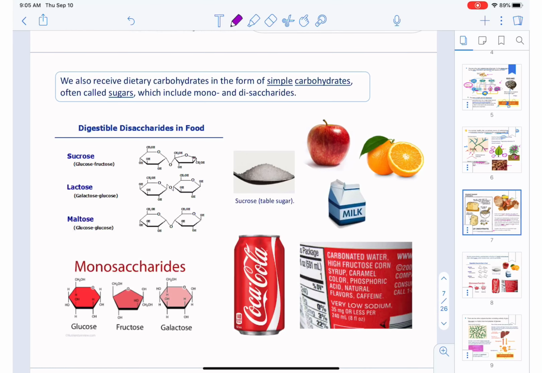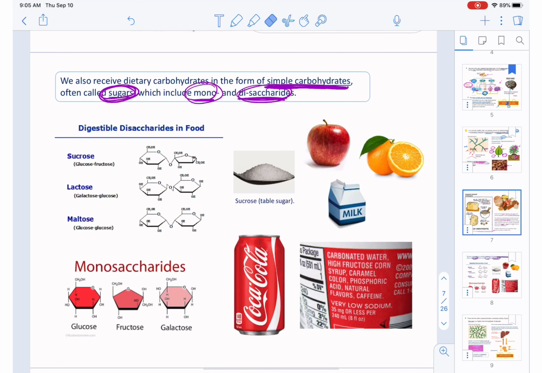Now, besides starch and complex carbohydrates, we also receive dietary carbohydrates in the form of what we call simple carbohydrates. So complex carbohydrates are long chains of carbohydrates, but simple carbohydrates, which are often called sugars, are simply monosaccharides and disaccharides. So they're not long complex chains. They're either individual sugars or two sugars linked together. And let's look at some of those.